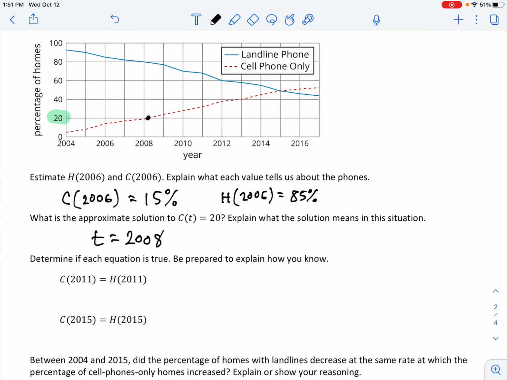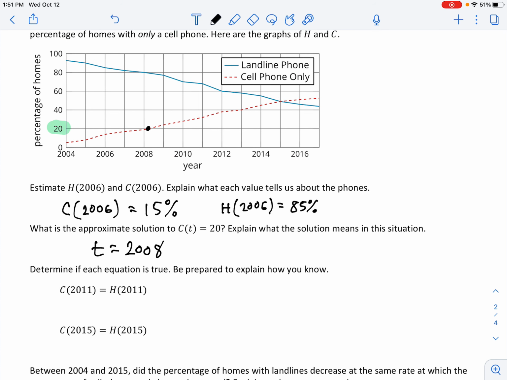Next one, we're going to do a couple of comparisons like we did in the first problem. In these, we're trying to determine whether or not they're equal. In this case, we have C of 2011 and H of 2011. So we go find 2011, which is right here, halfway between 10 and 12. We need to determine whether or not they're equal, and it's fairly obvious if we go up on the graph that they are not intersecting at that point. So this statement would not be true. It would be false. They are not equal to each other.